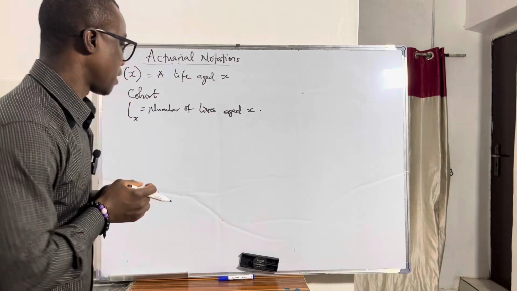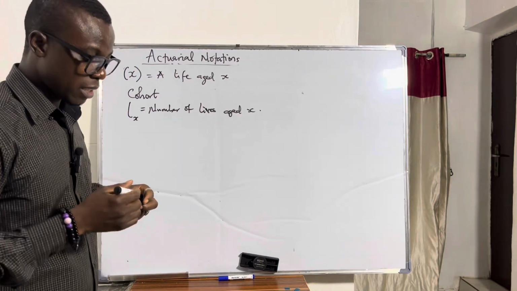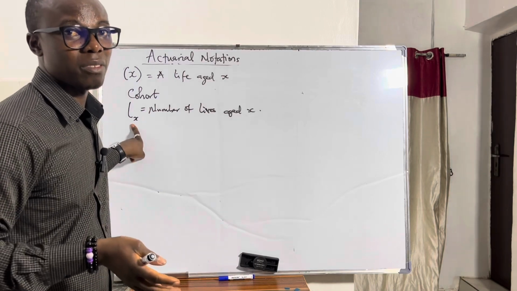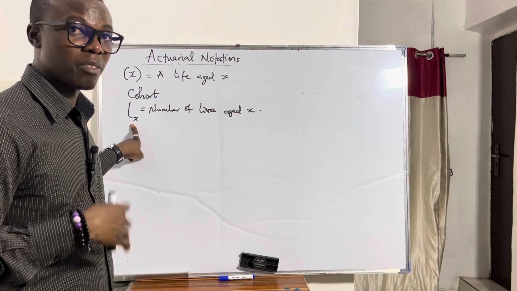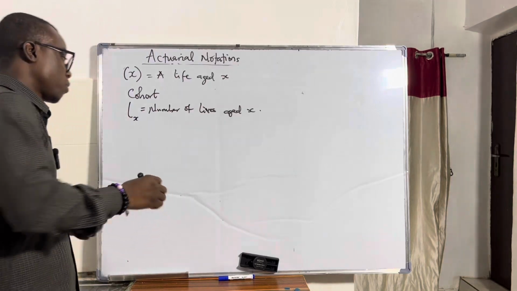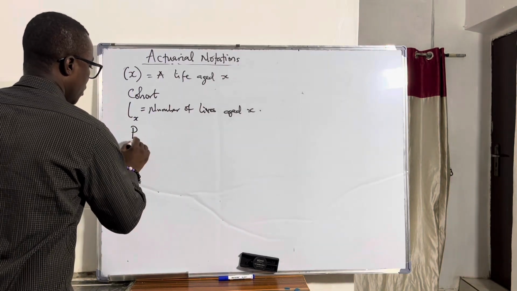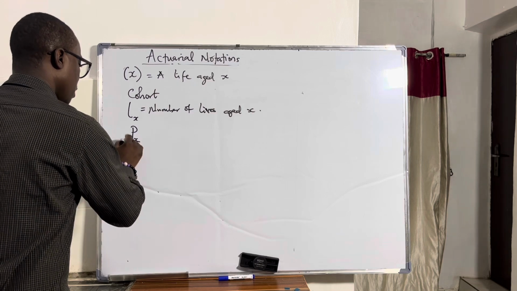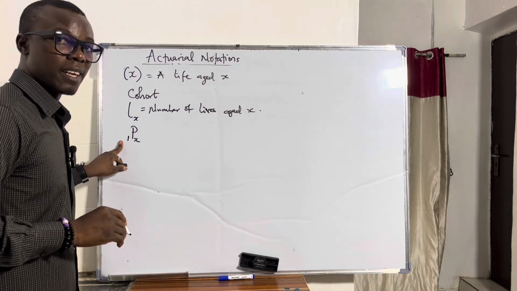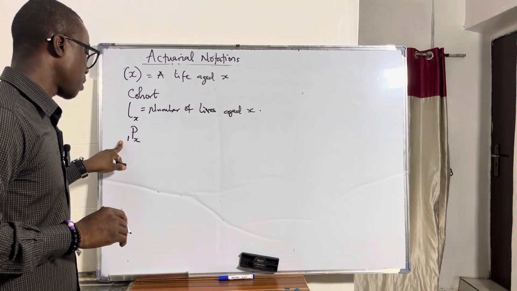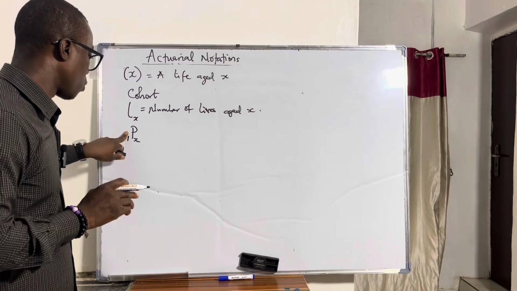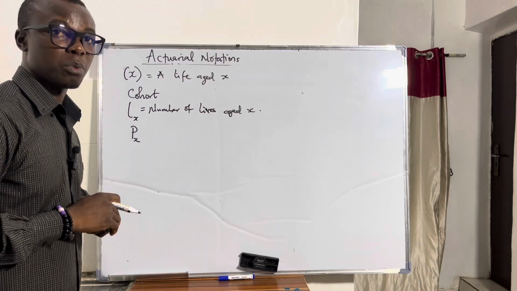Now, the next thing we're going to look at is the probability. What's the probability that someone who is x years old will survive after a year, or will survive in the next 1 year? What's the notation for that? We have p subscript x. A life aged x will survive 1 year. But in actuarial notation, since it's 1, we don't usually put the 1 there.